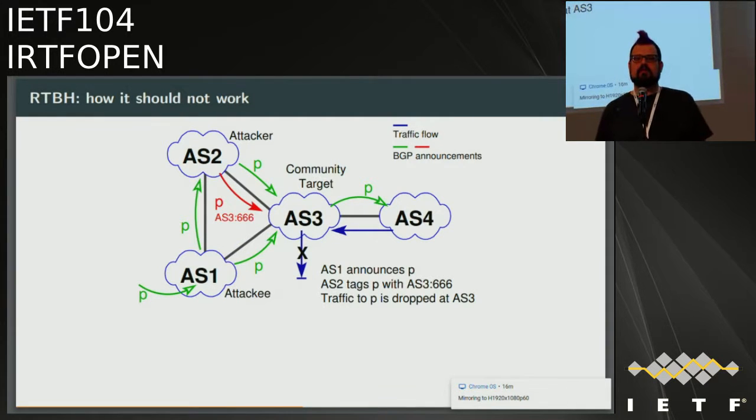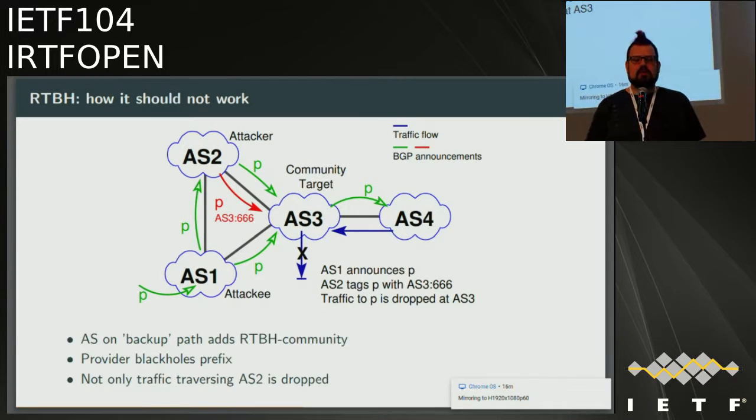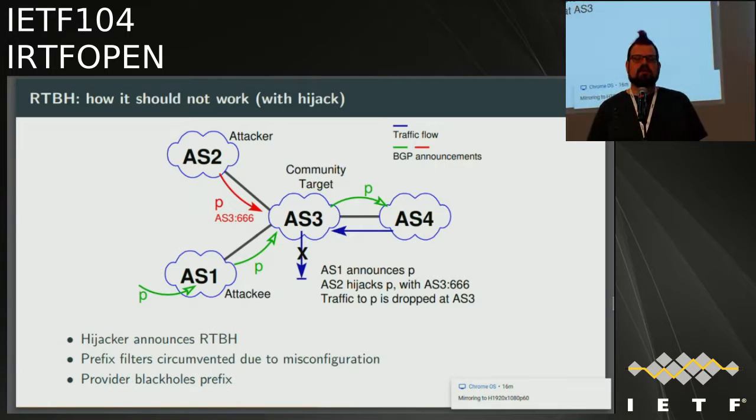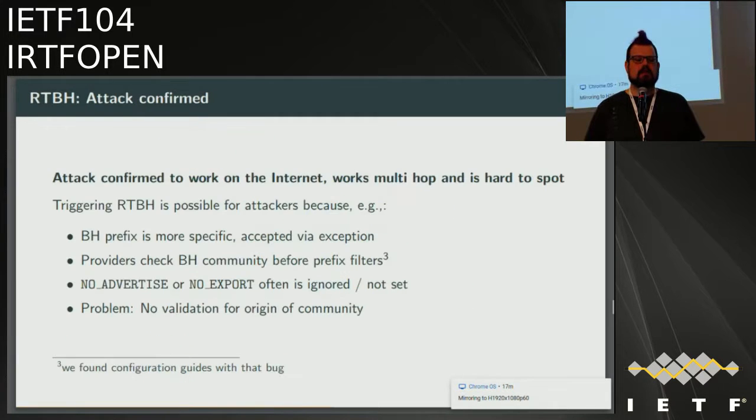Although the best path is through AS1, and AS1 is the origin for P, is not actually requesting any black holing. And the other problem that we noticed is that this is even possible if AS2 is not involved in any connection to AS1 at all. So AS1 can just hijack the prefix P and announce the prefix P with the black holing community set. And we noticed that in some cases, we are able to circumvent ACLs and prefix filter lists because the black holing community is checked before any prefix filter lists are applied.